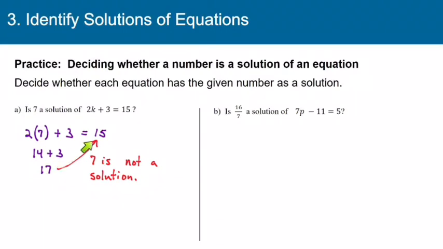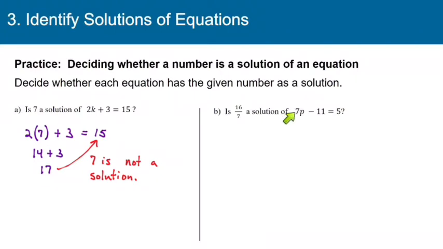Therefore, the left side does not match the right side, and therefore we know that 7 is not a solution of this equation. And for part B, we have, is 16/7 a solution of 7p minus 11 equals 5?